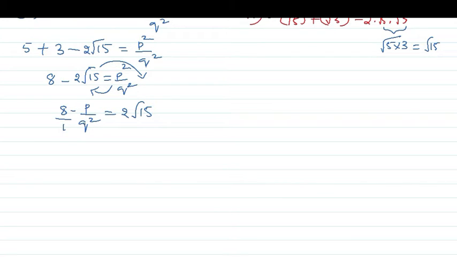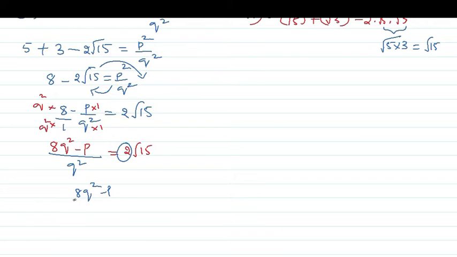Now you can see a fraction, so take the LCM: 1 into q square is q square. So 8 into q square gives 8 q square. The denominator is already q square and the LCM is also q square, so the numerator is multiplied by 1, that is minus p square, which equals 2 root 15. Then transpose this 2 to the denominator, so you get 8 q square minus p square by 2 q square, which is equal to root 15.